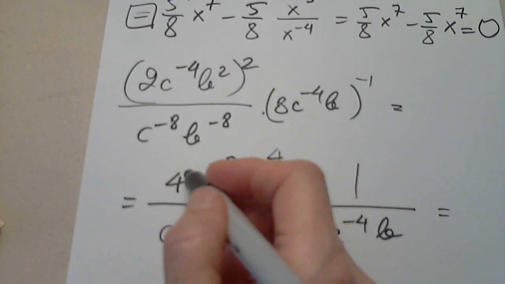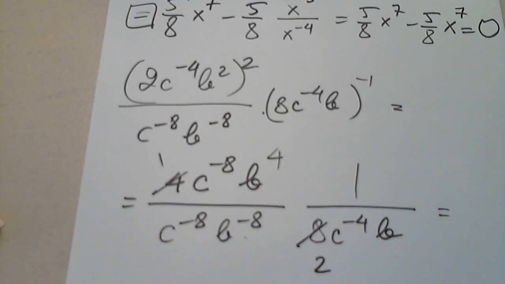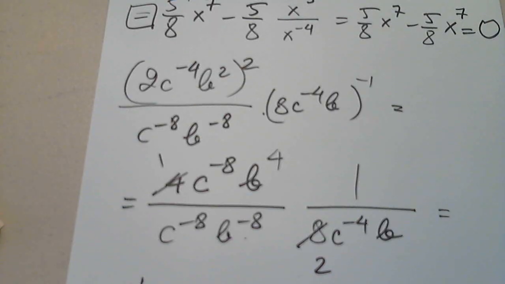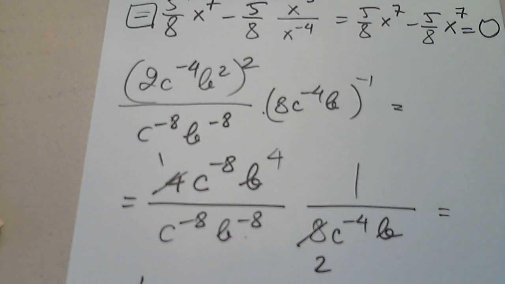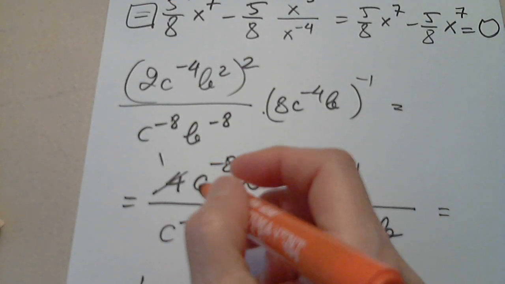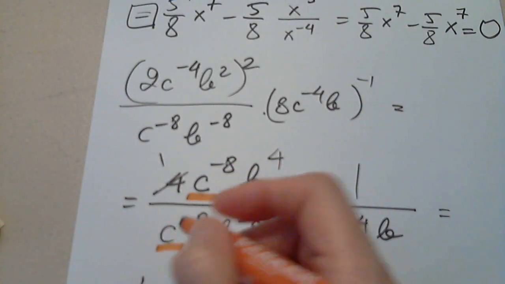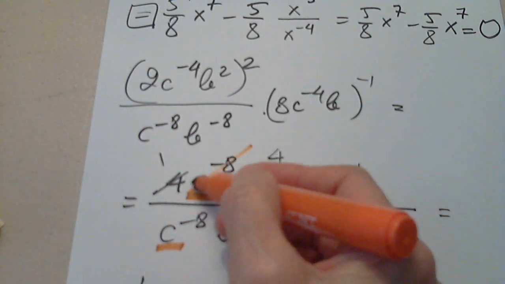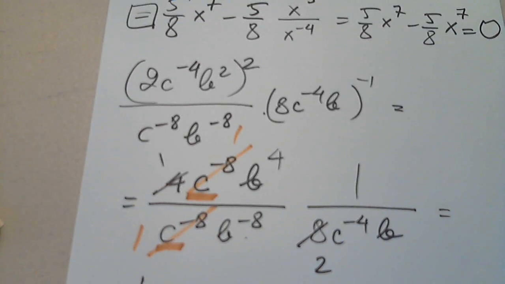Four divided by 8. So the number in front will be 1/2. Now, I have C, but they are the same. C to negative 8 and C to negative 8, when I divide them, I get 1.